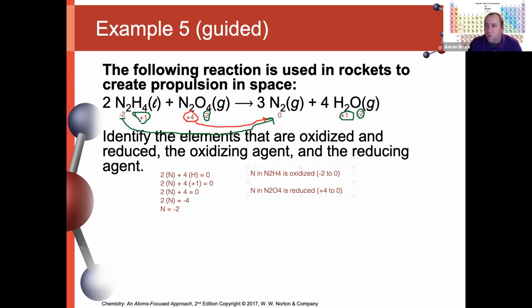So when we are identifying elements that are being oxidized or reduced, this is how we would do it in this particular case. Nitrogen is the answer to both of them. To differentiate them, we would talk about the nitrogen in whatever compound it is. So the nitrogen in hydrazine was oxidized. The nitrogen in dinitrogen tetroxide was reduced.